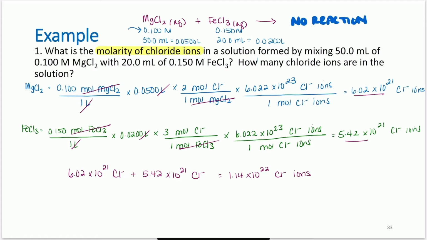I want molarity. Molarity is moles per liter. So I need this in moles. And this is where I didn't even think to calculate. So 1.14 times 10 to the 22nd chloride ions. I need to convert that to moles of chloride. I'm going to have to multiply this. So 1 mole of chloride ions divided by Avogadro's number, 6.022 times 10 to the 23rd, which should be a 3.